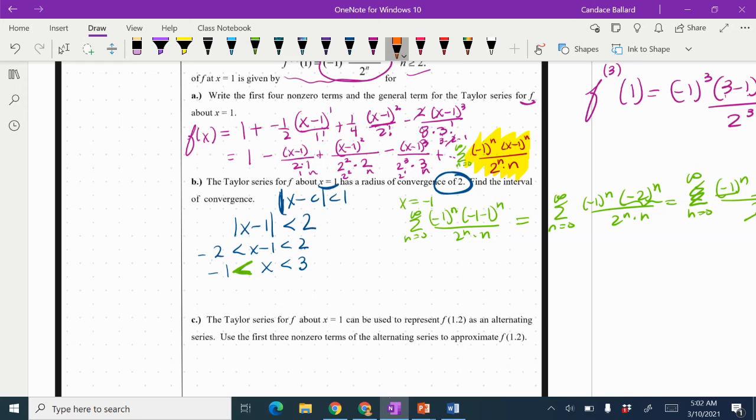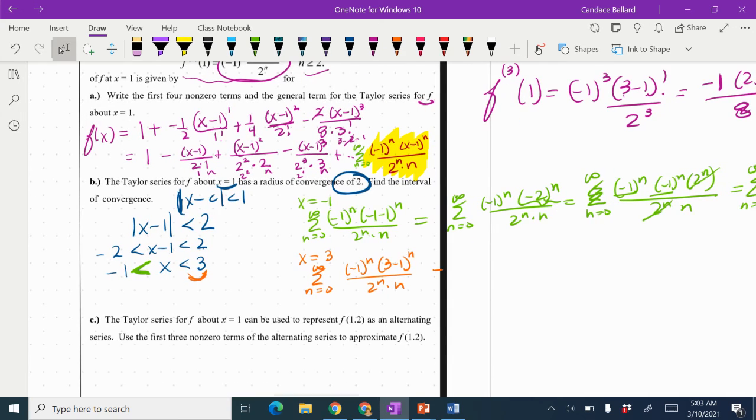Okay. Now we're going to substitute in our other value. I'm going to go for x equal to 3, from the sum as n equals 0 to infinity of -1 to the n times 3 minus 1 to the n over 2 to the n times n. So this is the sum as n equals 0 to infinity of -1 to the n times 2 to the n over 2 to the n times n. These cancel, and what I end up with is an alternating series.